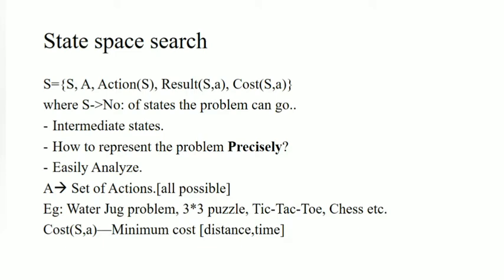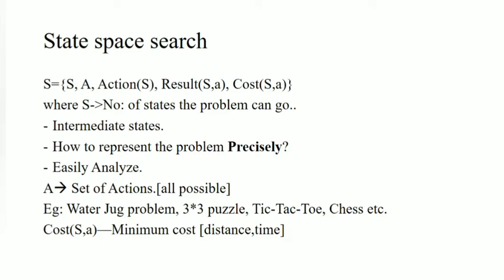8 tiles are known, but one of the tiles is missing. Each tile would be numbered, and the goal state would be assigned, and how to reach the goal state has to be analyzed. So we must know the problem and the actions, that is, how to represent the problem precisely, after which only we can make the machine analyze it and make a decision to solve the problem. When you represent the problem precisely, then only we can analyze it.